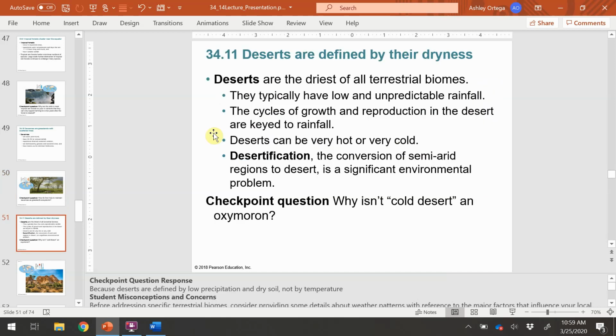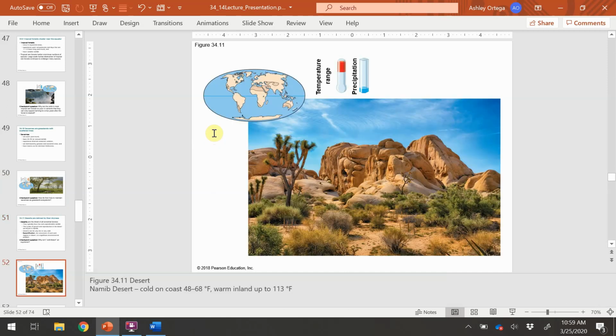Alright, deserts. They are known for being dry, not necessarily for their temperature, which is usually hot, but sometimes you can have a cold desert. And so they are known for not having rainfall. And so there are some examples here. So there is a nice dry desert, so little to no rainfall yearly. And this example has a high temperature range, so it's a hot desert. But there are cool or cold deserts.